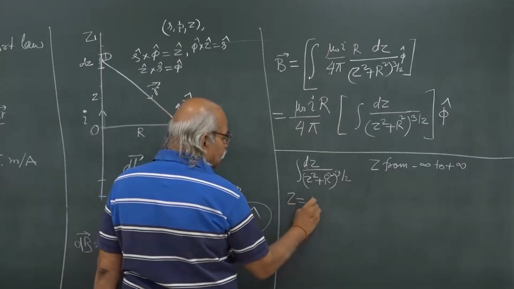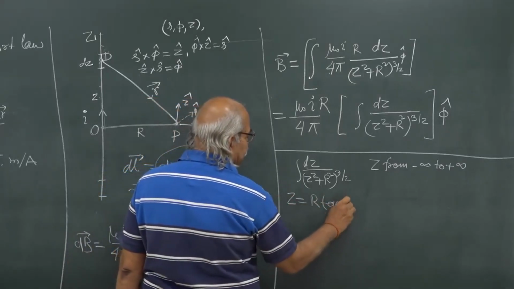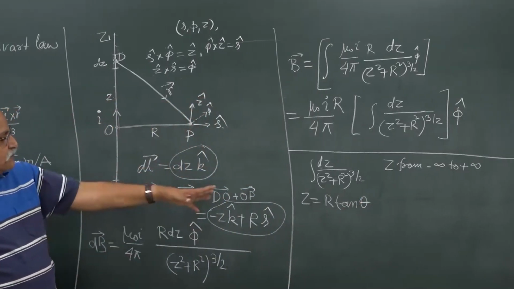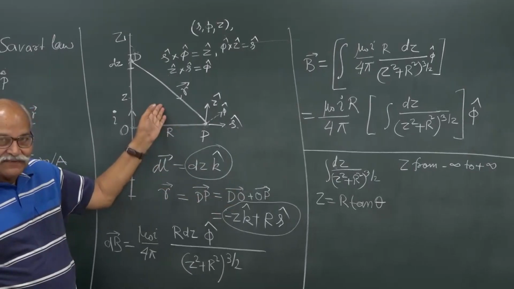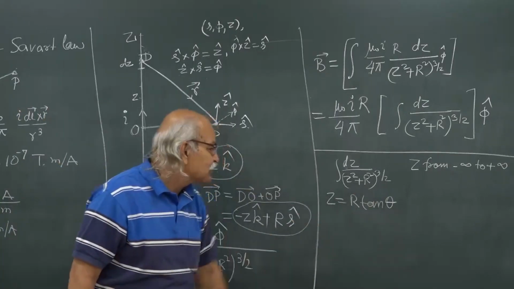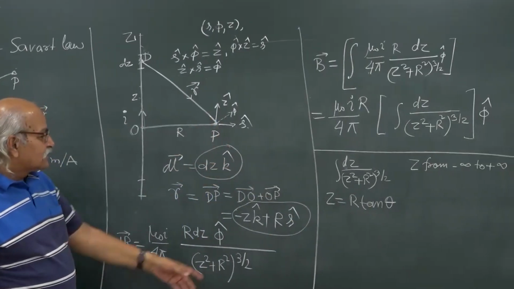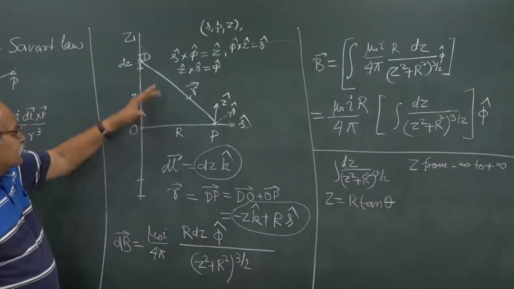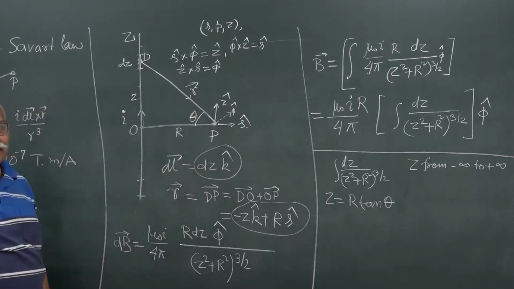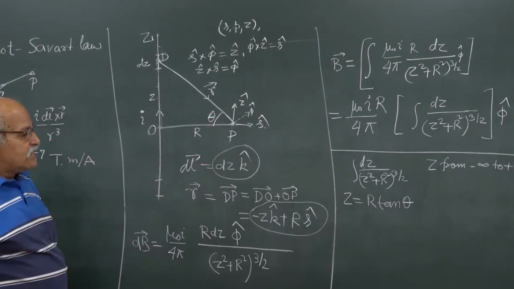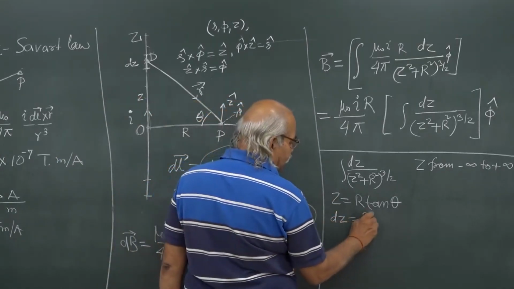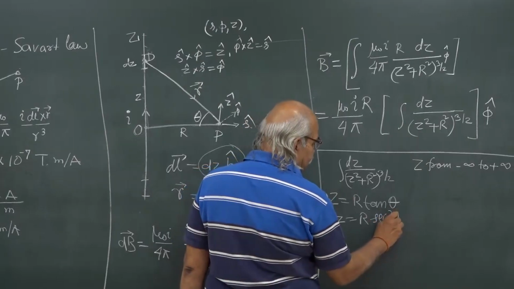You write z = r tan θ, a substitution. Here, fortunately, we know from this figure what that angle θ is. Even if I did not know, I can integrate just by changing the variable. tan θ is z by r, this is z, this is r, so this angle is θ. If I write dz, this will be r sec²θ dθ.